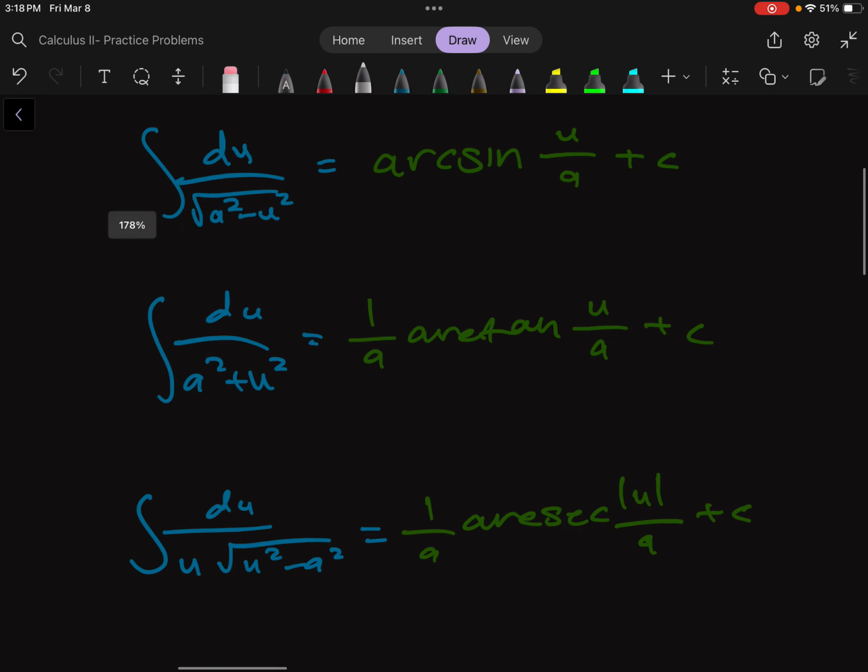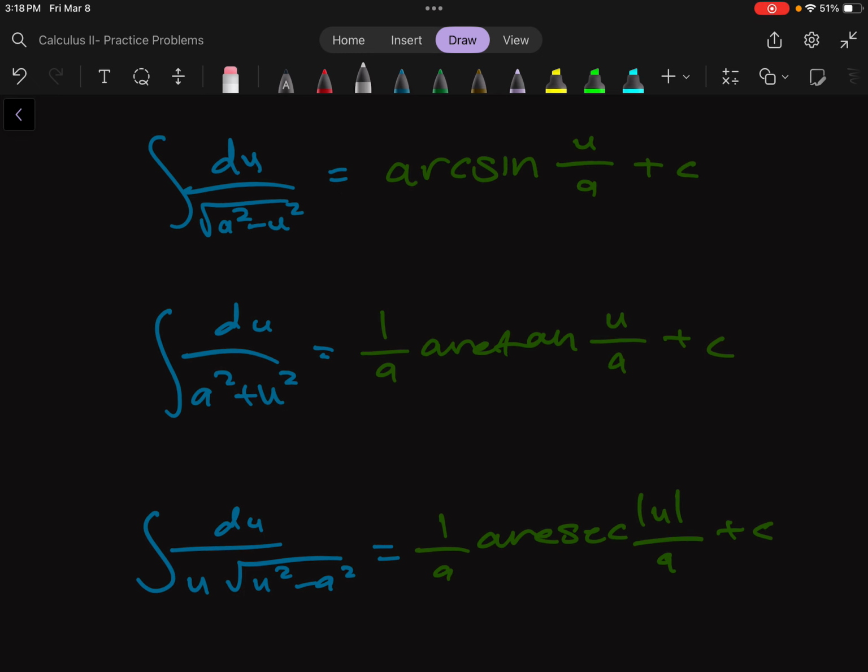So to recap, all of these answers are different. This one is missing the 1 over a out front. And this one has an absolute value sign, and this one's like the only normal one, right?